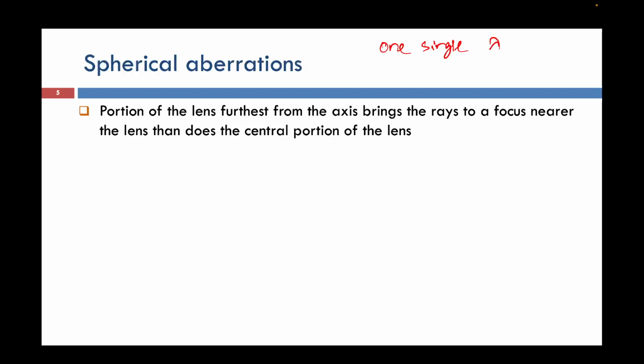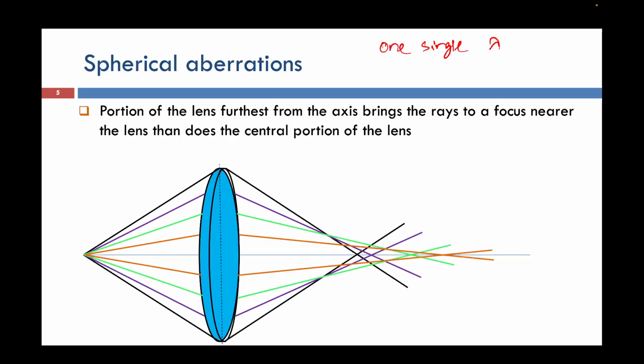The portion of the lens furthest from the axis brings the rays to a focus nearer to the lens. Okay, see the schematics here, then we will be understanding. Let's say this is my object, and this is my optical axis, and this is my lens.